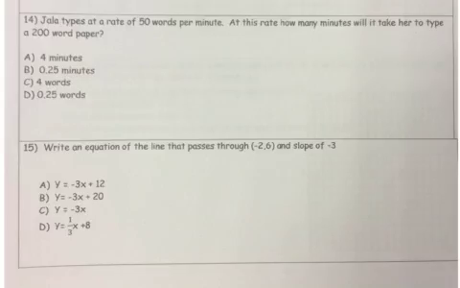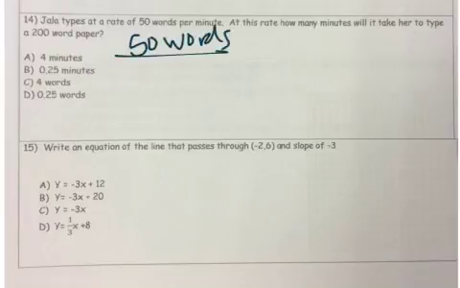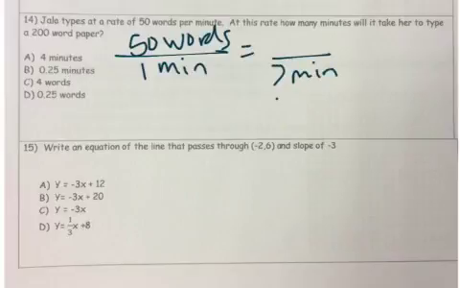All right, 14 and 15. 14 is just a proportion. You need to write the ratio. 50 words per 1 minute. And then it says how many minutes, so we don't know how many minutes, to write 200 words. So I need to cross multiply and divide.